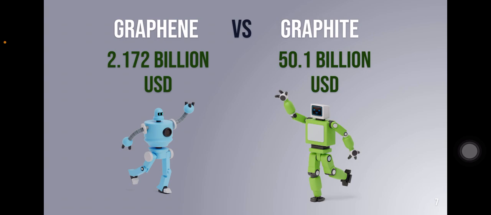And the reason why is that graphite is much more readily accessible. And because of the 2D nature of graphene, it's a lot harder to actually produce the material itself when compared to graphite, which explains one of the reasons why graphite has a bigger industry: it has simply been exploited for longer than graphene has been.